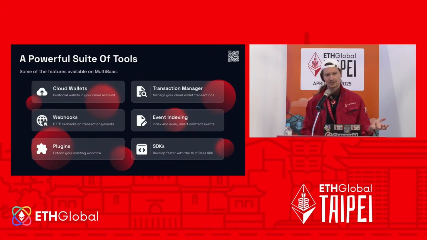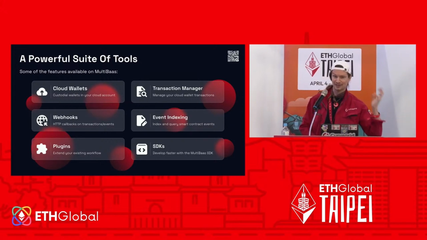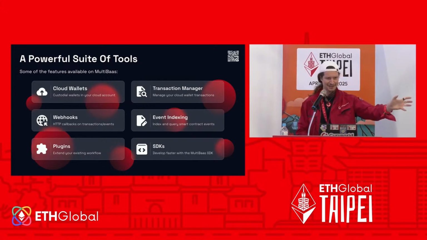So some of the key features include cloud wallets, which allow you to sign and automate transactions using a secure API, secure wallet in the cloud. Transaction management, so you can find out when things have happened. You can get a webhook callback to your application. So say you've minted an NFT and you want to send a user an email that it's done. You can do that using the webhook.